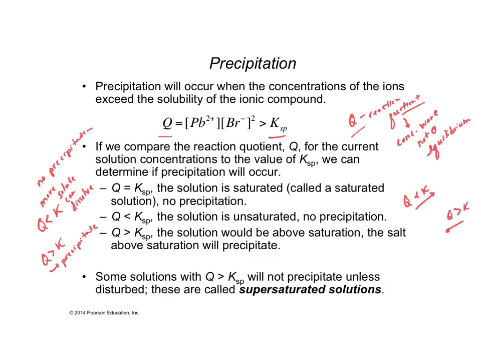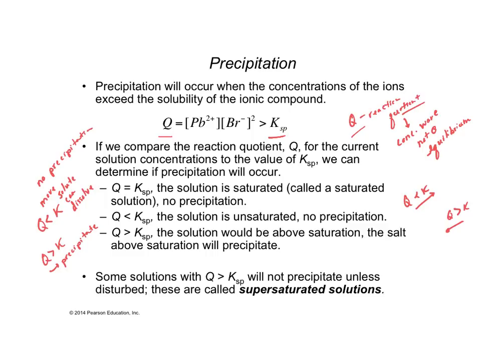Right, it would shift back to the left to get back to equilibrium, which is the solid. All right, so Q less than K, we're not going to see precipitation. We can have more solute dissolve. It shifts to the right. Q greater than K, it'll shift back to the left. We'll see precipitation. We'll see the formation of a solid.